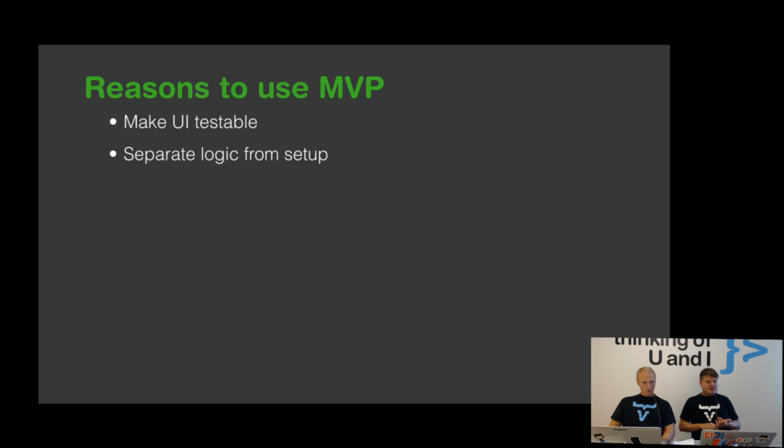There are a couple of reasons why you might consider using MVP. First is making the UI testable. This isolation allows you to replace this view with a test class or mocked class. Also, it defines a clear separation between the UI logic and setting up the UI, or the layouts of the UI. So these might be correct reasons to use MVP.